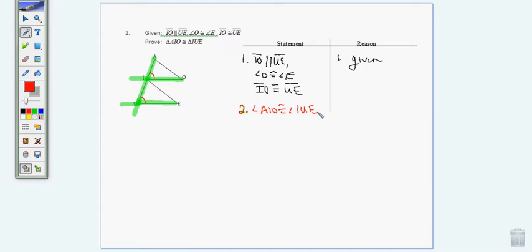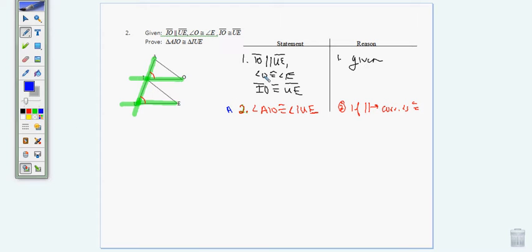IUE. You could also call that angle AUE if you wanted to. And so those are congruent because if parallel lines, then corresponding angles are congruent. All right, I have a pair of angles. Again, you can totally take note on the side, kind of keep track of what we have so far.